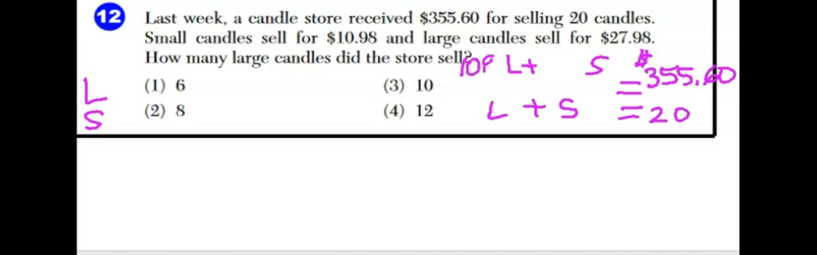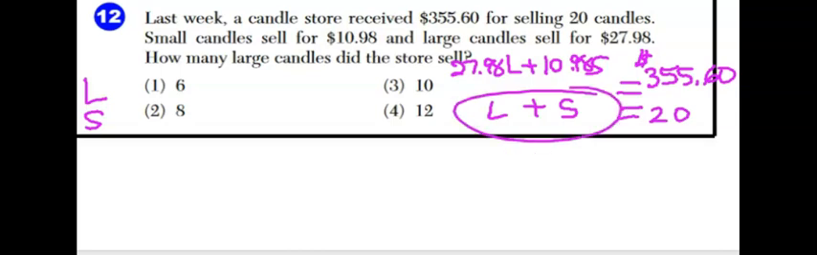So it's $10.98 for the large, and, oh, sorry, I messed that up. $10.98 is for the small, and $27.98 is for the large. And now I have a system that I can solve. So I can use graphing, I can use elimination, or I can use substitution. I think I'm going to use substitution here because I can isolate a letter down here rather quickly.